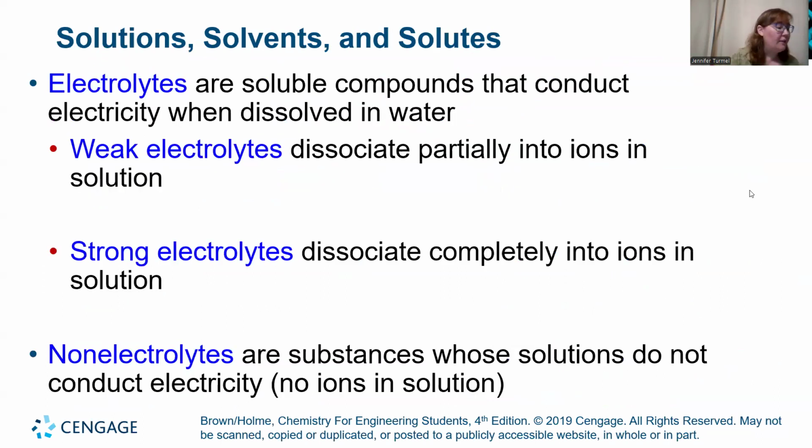All right, now let's take a look at a few things. We have our electrolytes, and electrolytes are soluble compounds that conduct electricity when dissolved in water. So they have to conduct electricity, and that means that they have to have ions in them. And we will do a conductivity lab that's going to be really great with this. In fact, you've probably already done this conductivity lab. And again, when dissolved in water, so we have to be able to dissolve them in water.